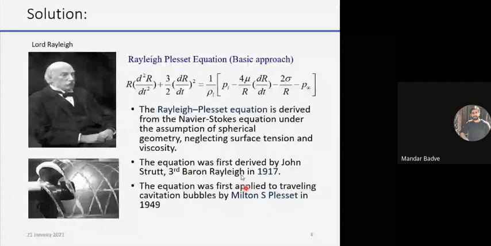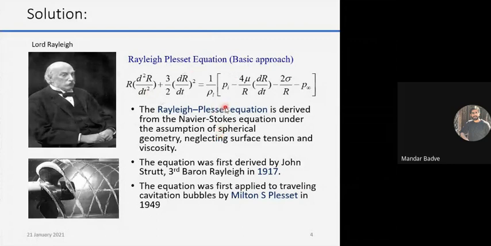Milton Plesset, came up with an equation which is called the Rayleigh-Plesset equation. This is derived from the simple Navier-Stokes equation under the assumption of a spherical geometry. Geometry means here the bubble geometry or the nuclei geometry is assumed to be spherical, right? So they derived this equation, which tells how, because of the change in pressure field, the bubble wall velocity and the acceleration change, right? So from then on, the term cavitation became well known, right?